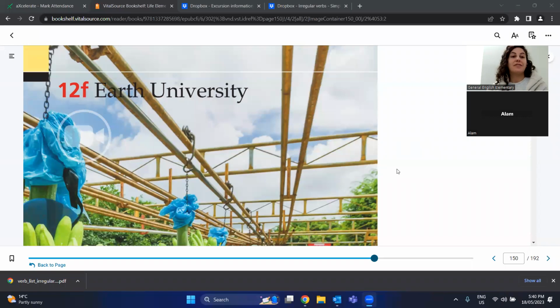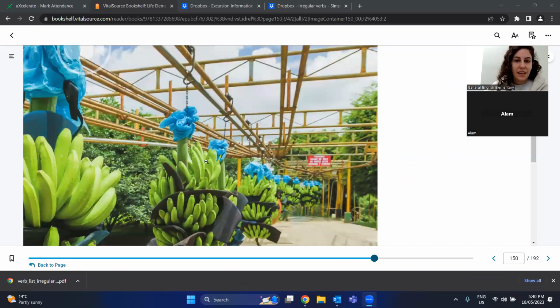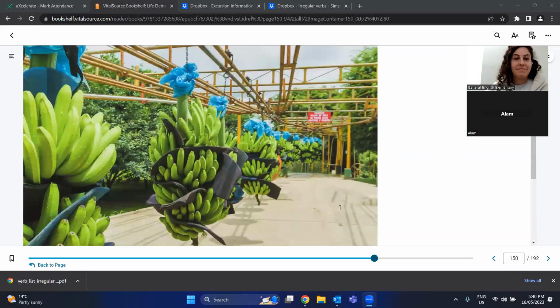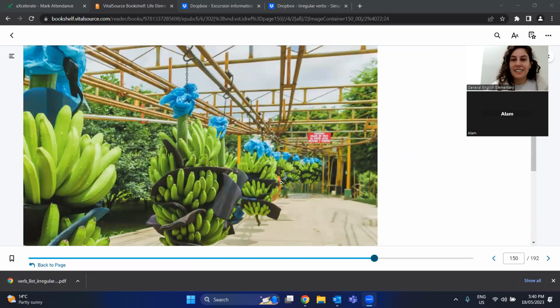So this is what we have. We're on page 150, 12F, Earth University. We've got a caption here: Costa Rica exports its bananas around the world. So this is in Costa Rica, South America.